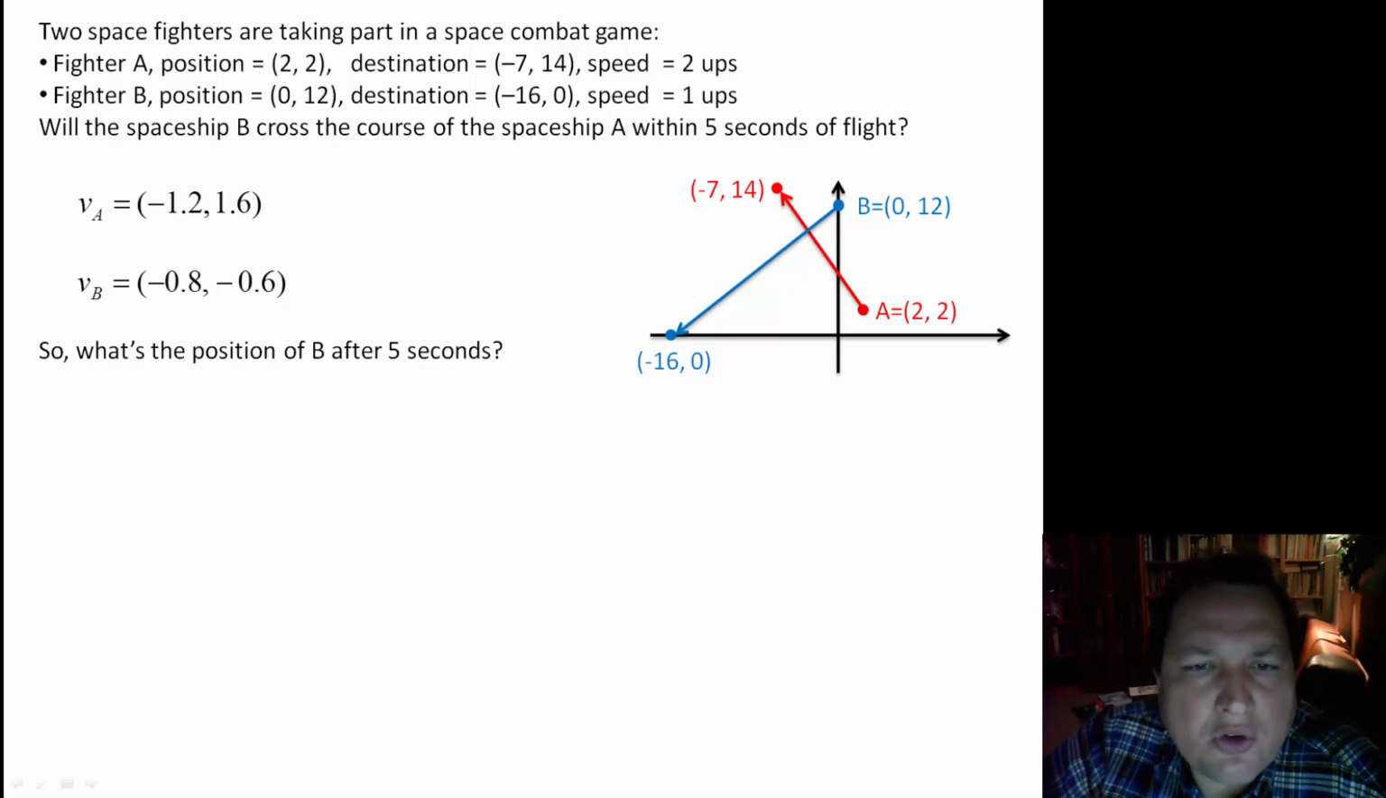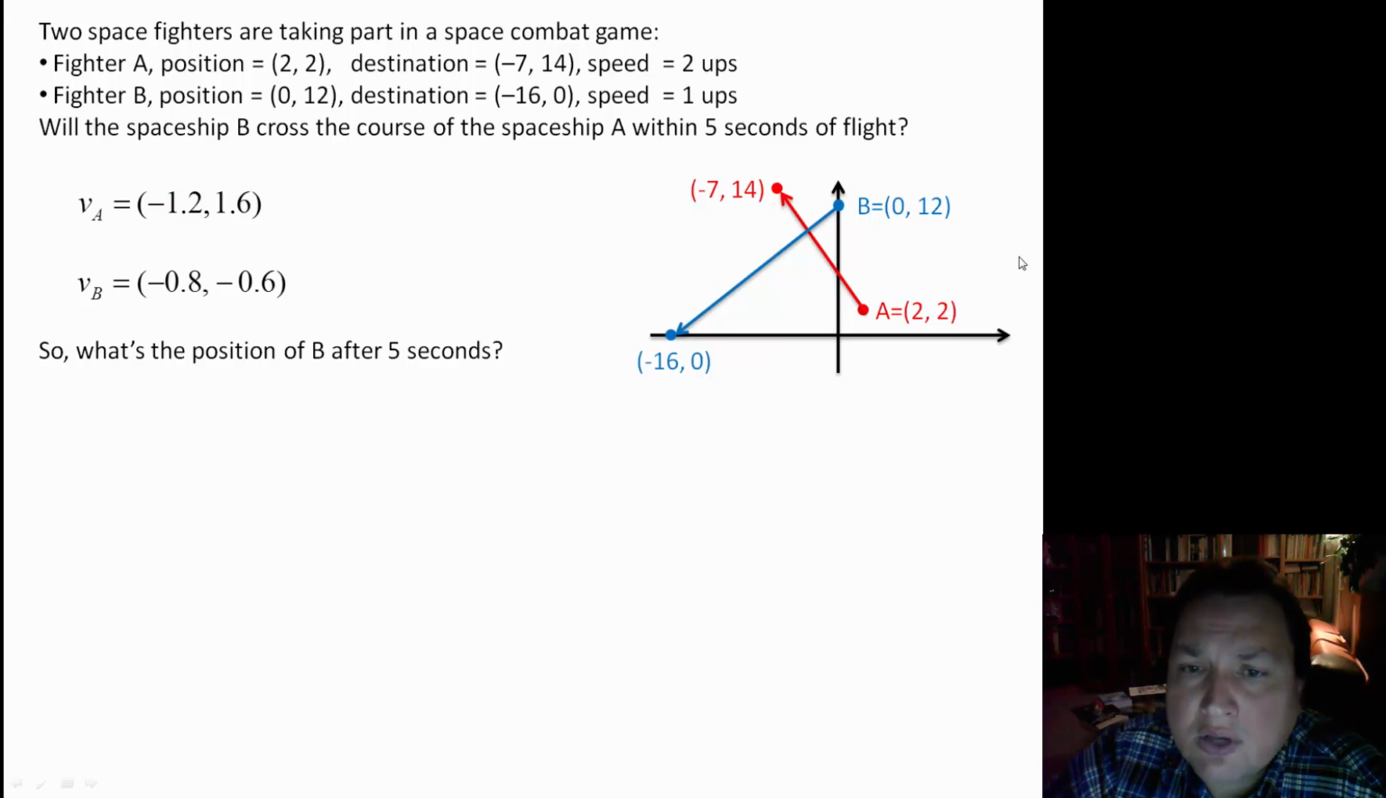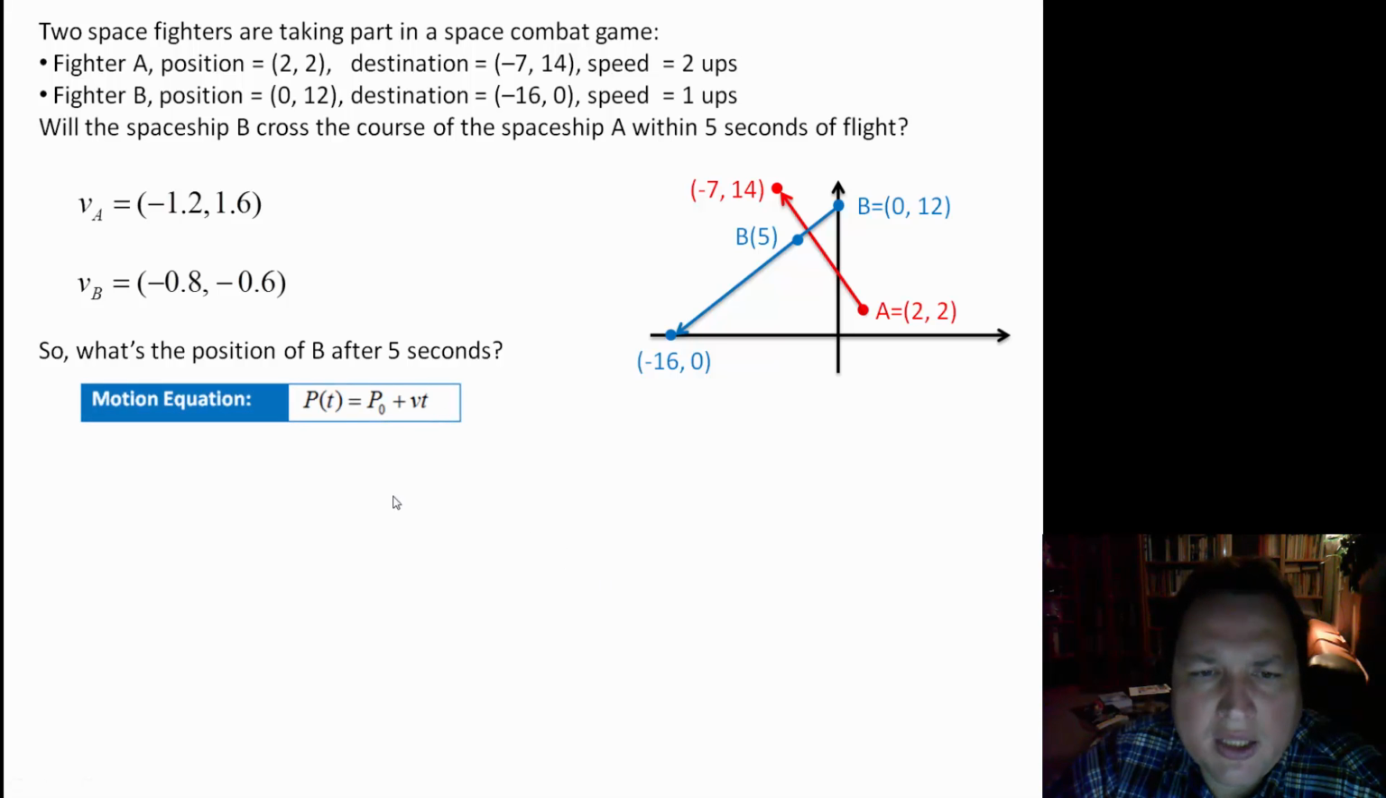So, what is the position of fighter B after 5 seconds? We know the initial position of B, it's (0, 12), but what's going on after 5 seconds? Where is it going to be in the 5th second of the flight? To find it out, we can use the motion equation, which for any given point of time, t, provides the position of the moving object as a starting position, p0, plus vt, where v is the velocity, in this case the velocity of fighter B, and t is the time.